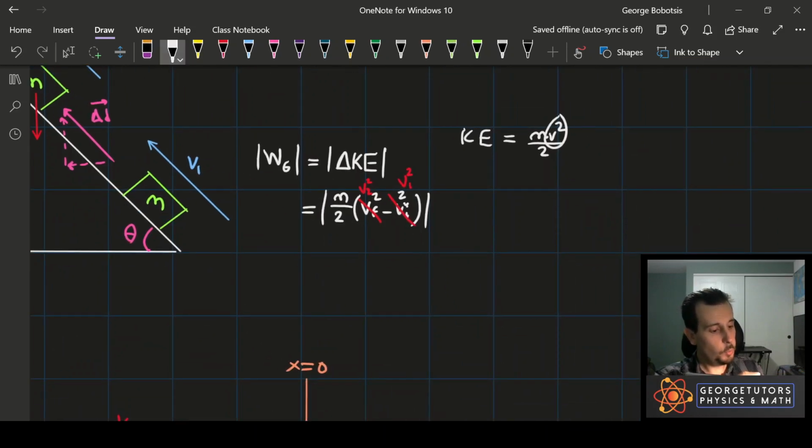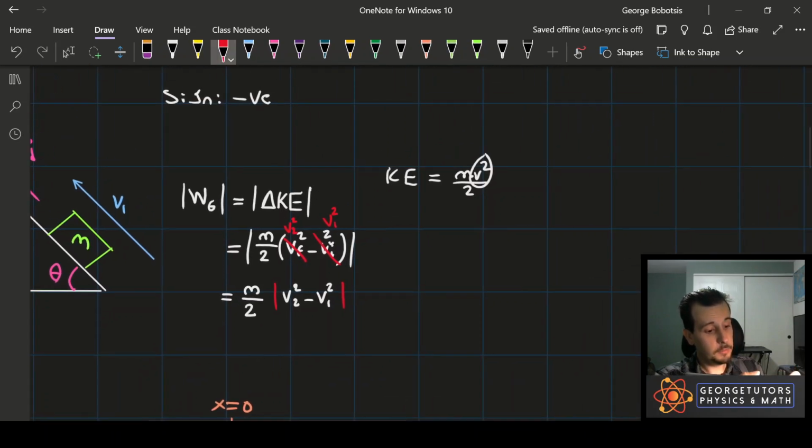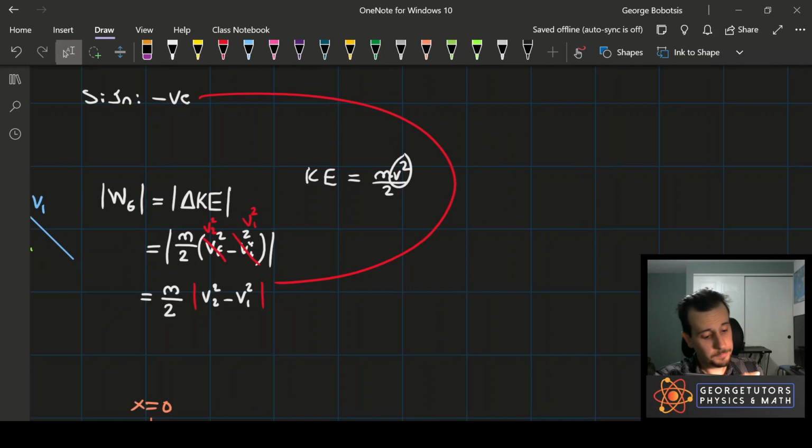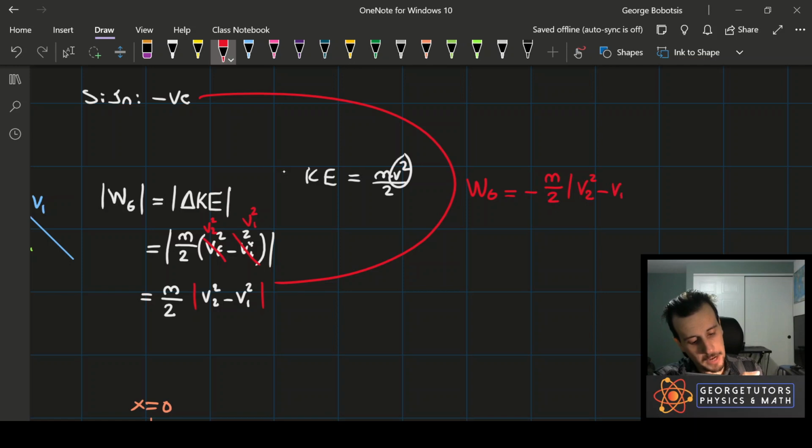Okay, so we can pull the m over 2 outside the absolute value because, again, this cannot be negative. However, our velocities right now, the way we're doing the subtraction, v2 is bigger than v1. Therefore, the subtraction done in this direction will yield a negative that we don't want. We want the size, after all, which is positive. So we keep the absolute values here, unfortunately, in place. And combining right now the two things that we've determined, we can talk about the work done by gravity as negative m over 2 absolute value v2 squared minus v1 squared.